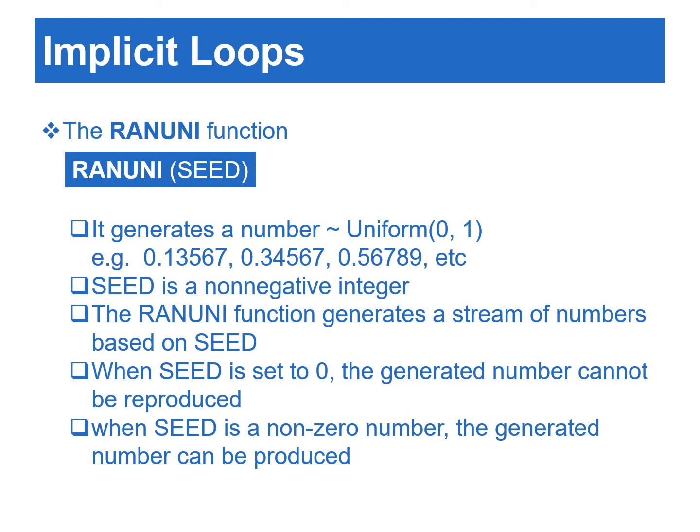To assign a patient to either a drug or a placebo group, we can use the ranUni function. The ranUni function is used to generate a random number that follows uniform distribution between 0 and 1. The seed in the ranUni function is a non-negative integer. The function generates a stream of numbers based on seed. When the seed value is set to 0, which is the computer clock, the generated number cannot be reproduced. However, when the seed is a non-zero number, the generated number can be reproduced.